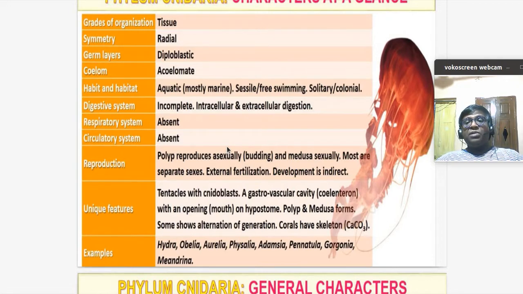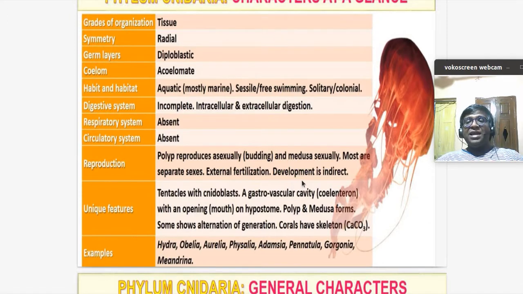Reproduction: the polyp reproduces asexually, that is, hydra-like bodies reproduce asexually, and jellyfish-like bodies reproduce sexually. So we call this sort of body structure medusa. Hydra-like body structure, we call it polyp. Some of them show alternation of generation, like Obelia, where the same organism exhibits polyp generation and medusa generation. In most, the male and female are separate. External fertilization is there.